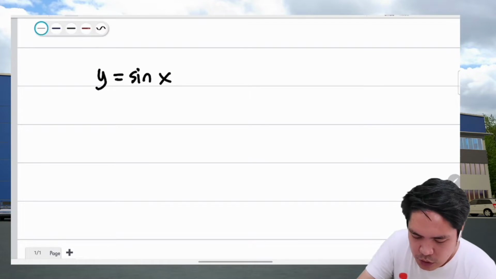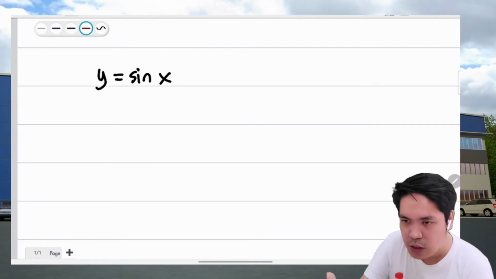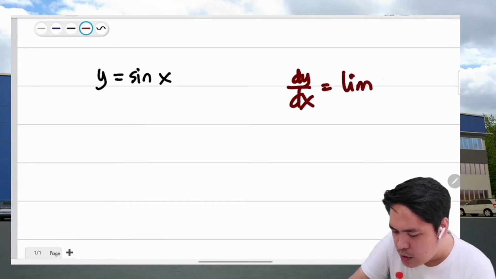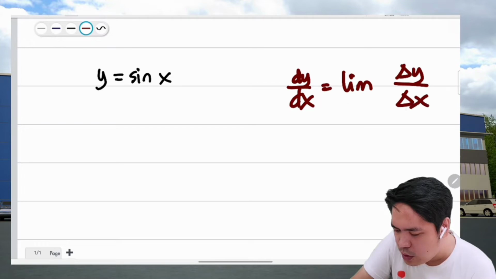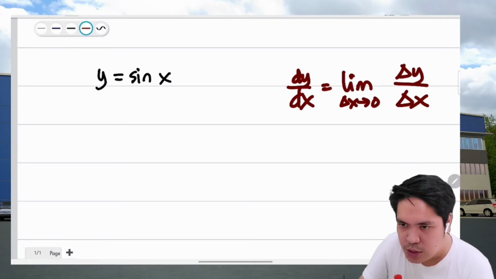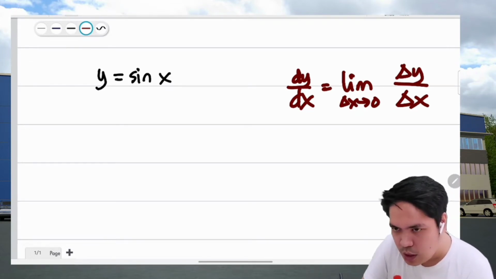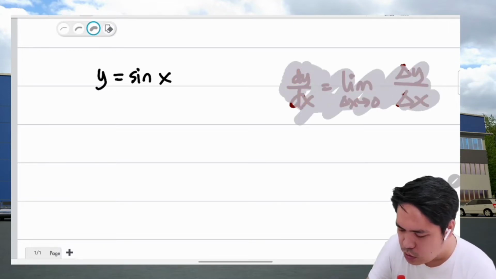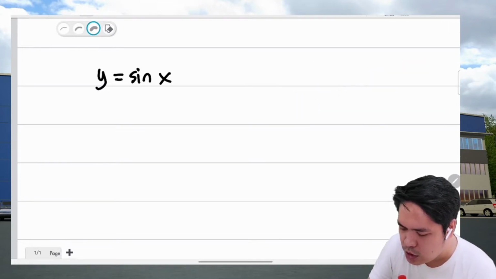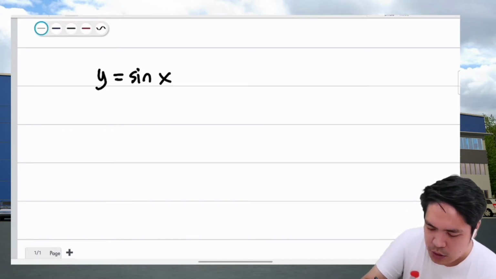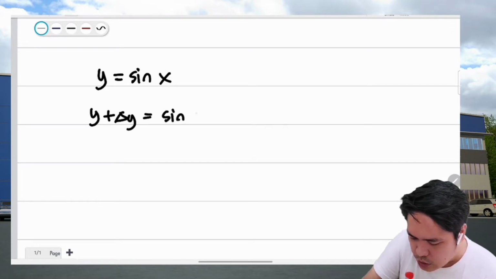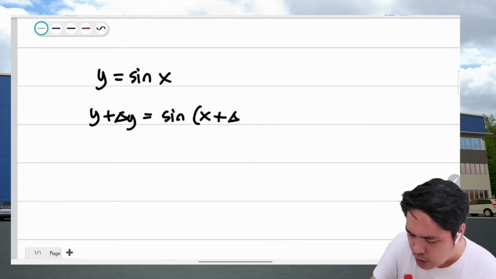And if you recall the definition of the derivative, we obtain the derivative of y with respect to x by just getting the limit of this ratio, delta y over delta x, as delta x approaches 0. So we will apply this definition to this function. First, we introduce a change in x and a corresponding change in y. So our function becomes y plus delta y equals sine of x plus delta x.